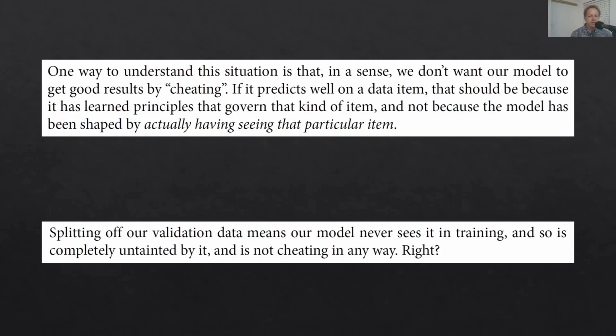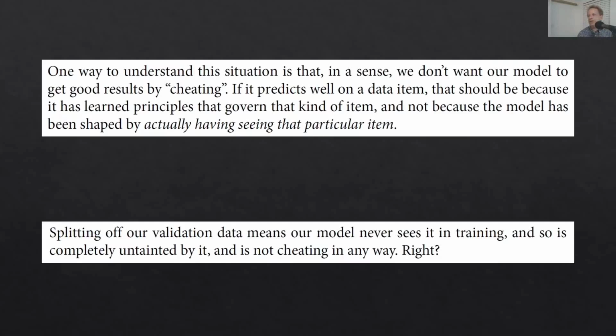So we split off our validation data. And most of these words you're seeing on the screen are from the book. Okay, so I just copied and pasted them. So if we split off our validation data and make sure that our model never sees it during training, it's completely untainted by it, so we can't possibly cheat. Not quite true. We can cheat.